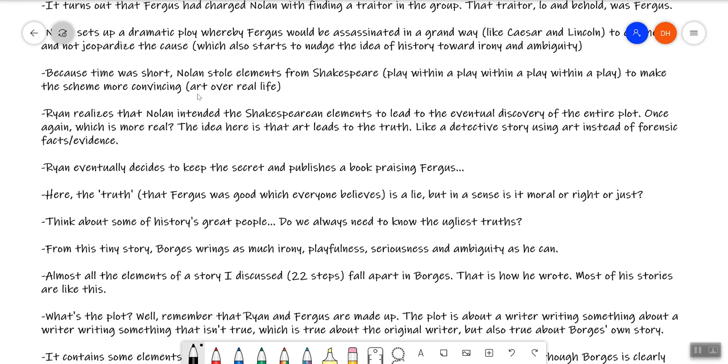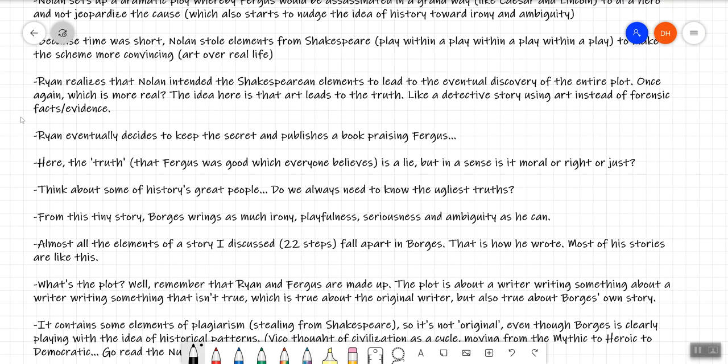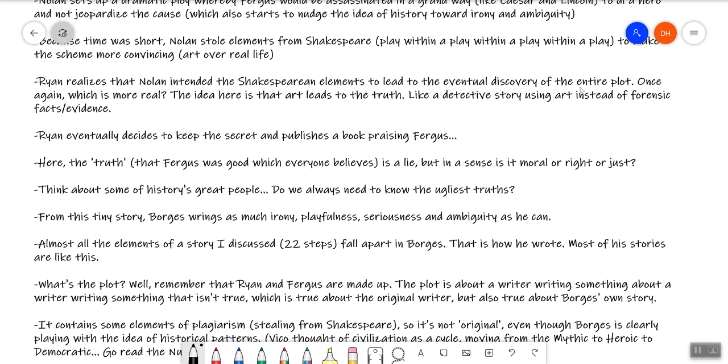Well, that's art stealing from life. Okay, or sorry, that's art trumping real life. So the details that he could come up with, right, to be plausible or whatever, those wouldn't have made the story convincing. So he steals from Shakespeare, right? Okay, well, if everything's stolen and borrowed and based on something else, right, what's true? Now, Ryan, remember, the grandson, realizes that Nolan intended the Shakespearean elements to lead to the eventual discovery of the entire plot.